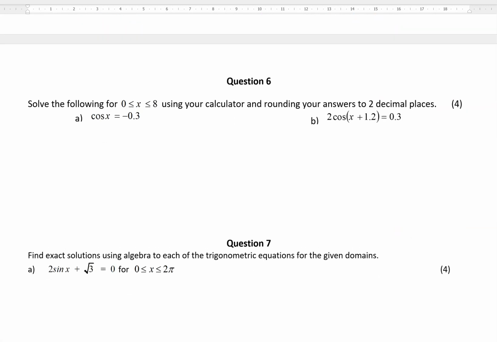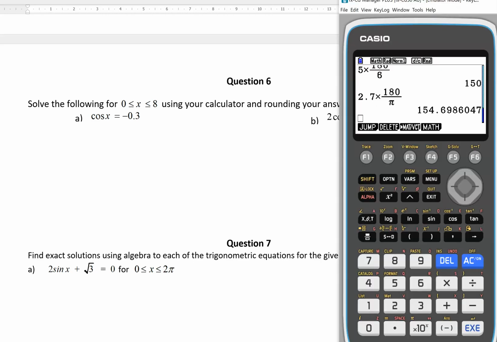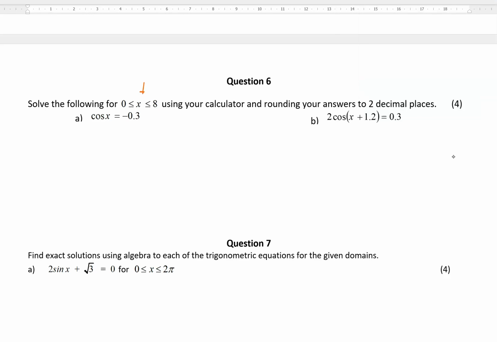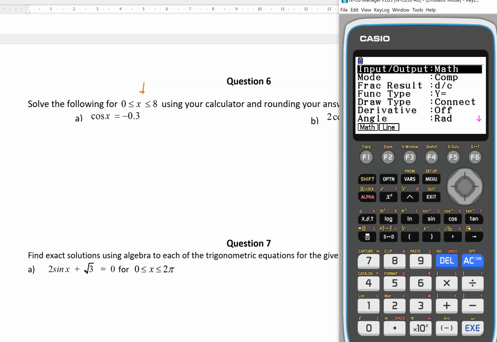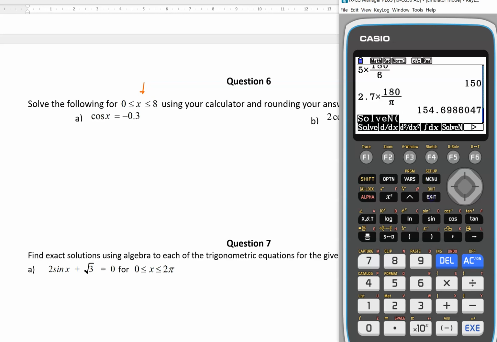Right, solve the following using your calculator and rounding your answers to 2 decimal places. We've got a couple of options here. Let's go into our normal calculator mode, options, calc, solve n, so F5. Then we type in what we see now. First thing we want to do is notice that we are in radians, so I have to actually go and change. Yes, I am in radians.